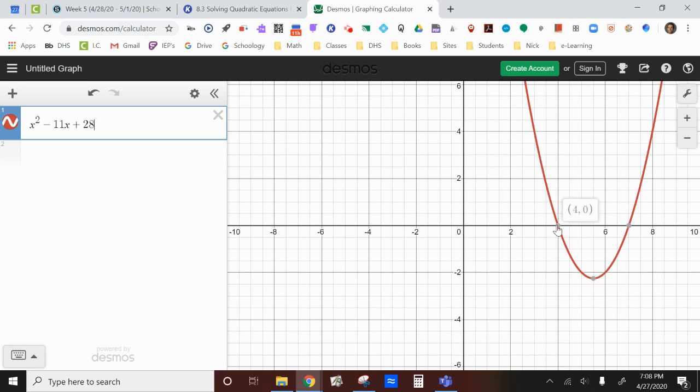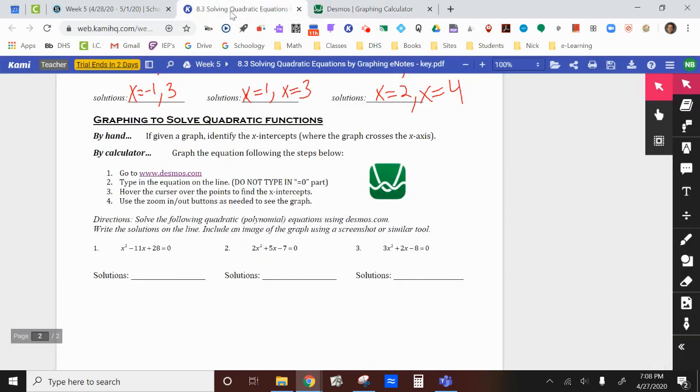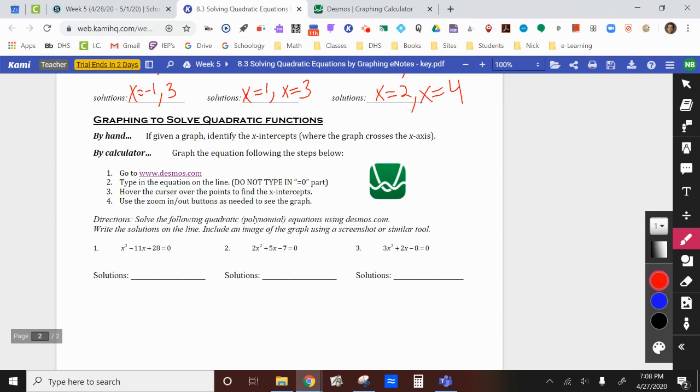I can hover over and I can see my one x-intercept is 4. And if I hover over here, I can see my other x-intercept is 7. So therefore, my solutions are x equals 4 and x equals 7.